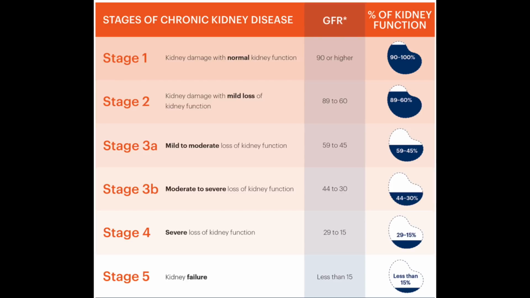Stage 3, we have A and B subdivision. Stage 3A, mild to moderate loss of kidney function, GFR 59 to 45. Stage 3B, moderate to severe loss of kidney function, GFR 44 to 30. Whereas stage 4, severe loss of kidney function with GFR 29 to 15. And stage 5, kidney failure with GFR less than 15.